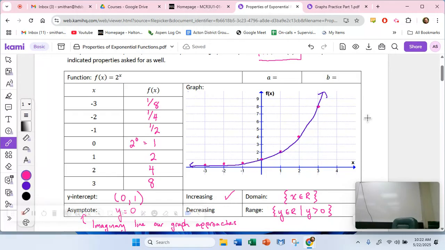The last piece I want to fill in here, for this function here, the base was 2. Can you guys pop that in there? The base was 2. And we didn't scale that by any number. We didn't multiply by a number out front. And so this a value we assume is equal to 1. We didn't multiply it by anything. If you feel more comfortable, you can write your function like this: 1 times 2 to the power of x. The base was 2, and we didn't multiply it by anything different than that.